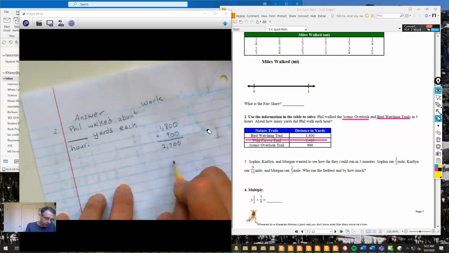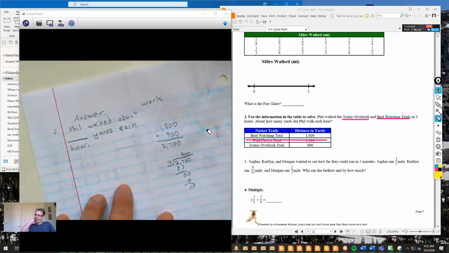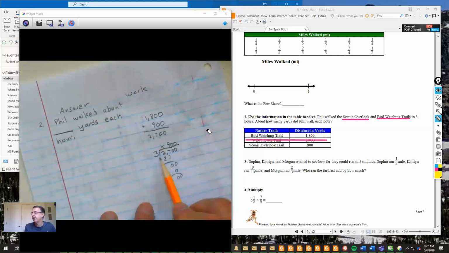If I wanted to take 2,700 yards and divide that by the number of hours he walked, that's actually a pretty even math fact. 27 divided by 3 is 9. And I just drop down some zeros. So I get a pretty nice easy division. I actually don't have to do any sort of complicated math. It's almost even a mental math fact. So I could say that if you wanted to, Phil walked about 900 yards.